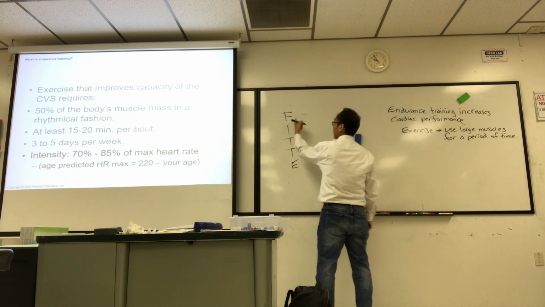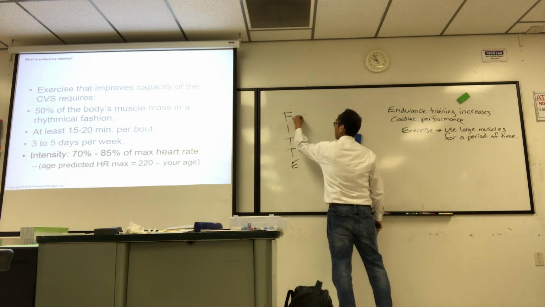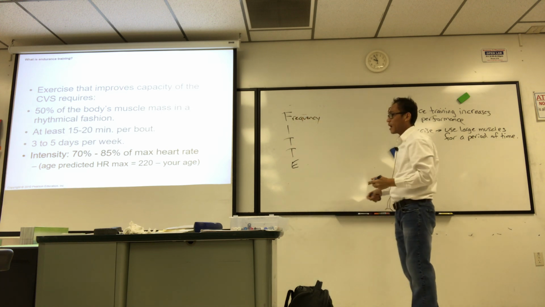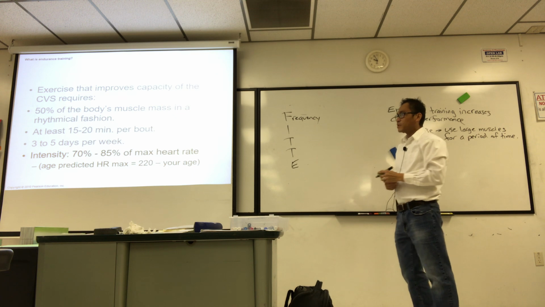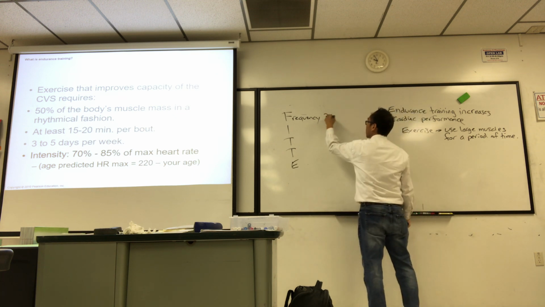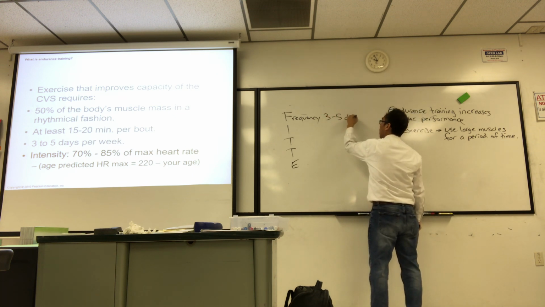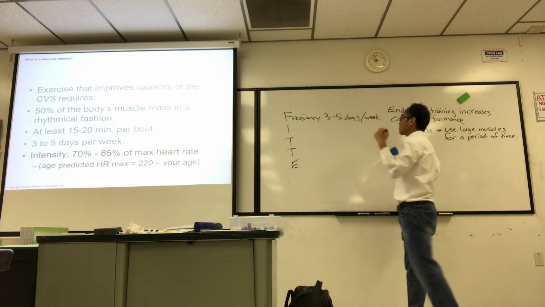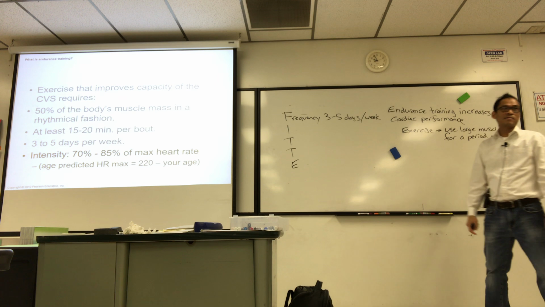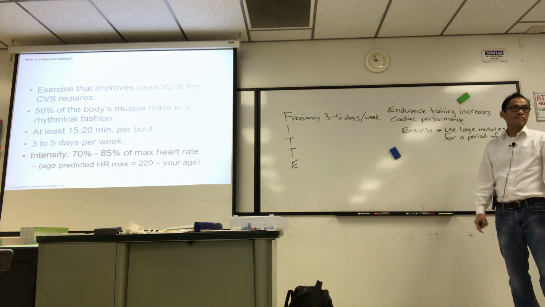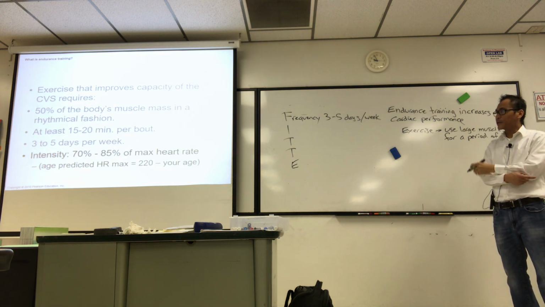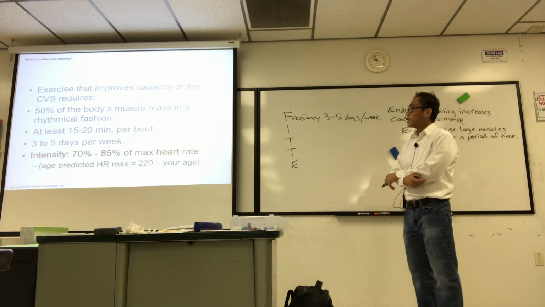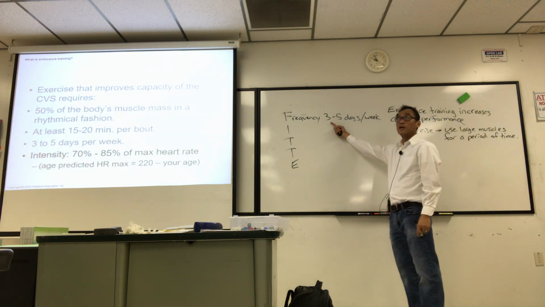F-I-T-T-E. F is frequency. How many days a week are you getting out there? 3 to 5 is good. For this audience, every day. Most days, 6, 7, because most of you are younger and you have more capacity. As you get more busy in life, 3 is good.